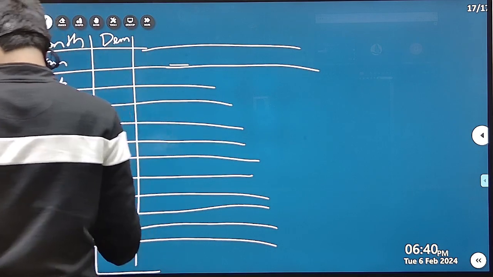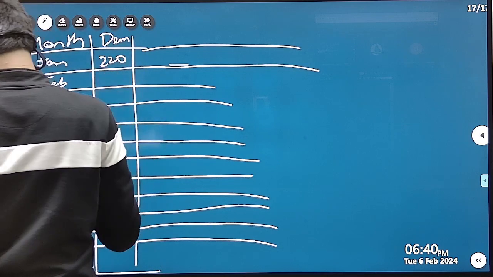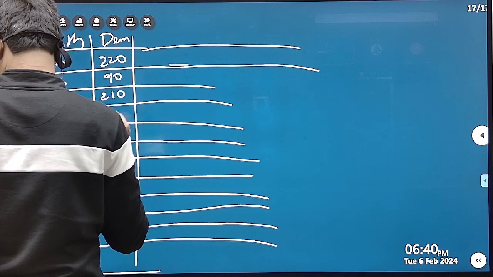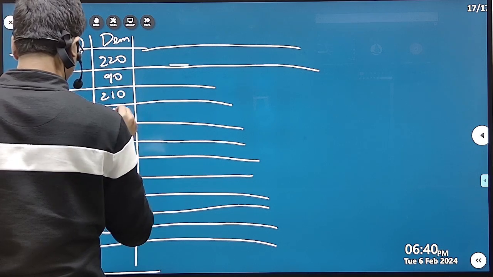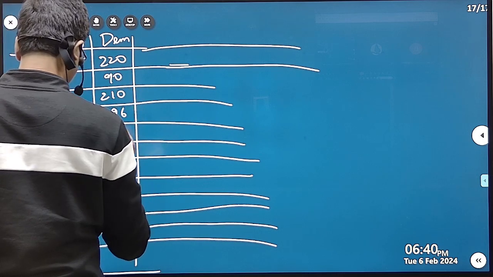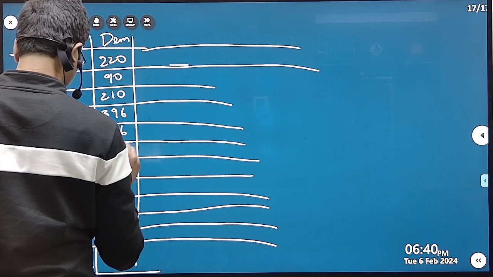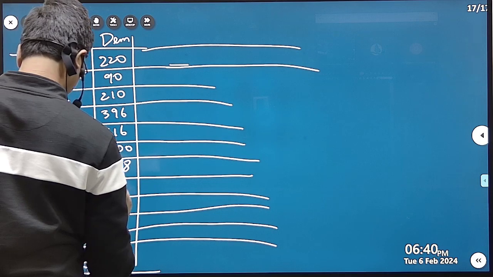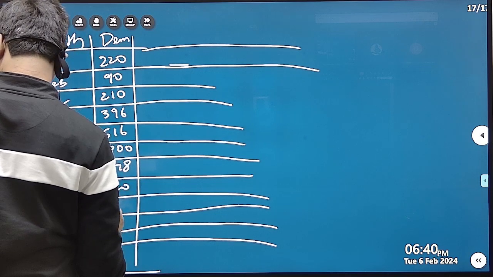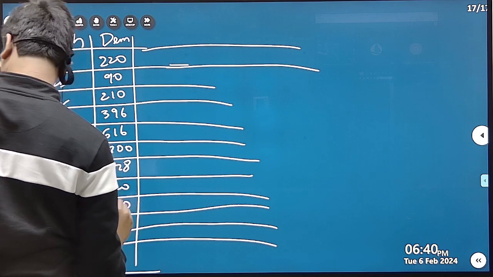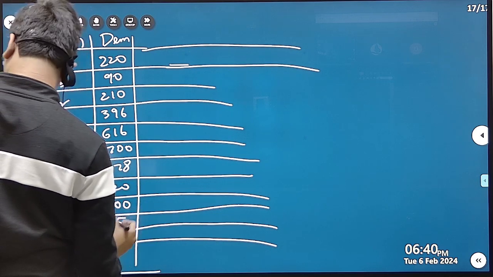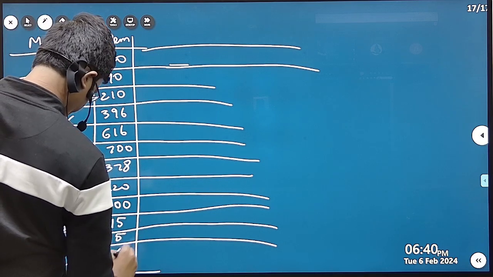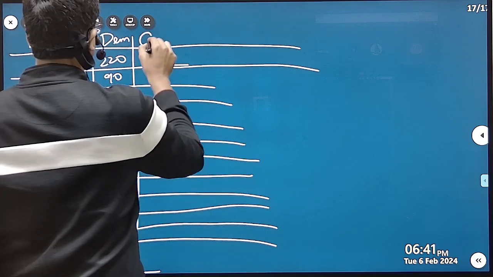Demand: 220, 90, 210, 396, 616, 700, 378, 220, 200, 115, 95 and 260. Okay, so we will go with the cumulative demand.